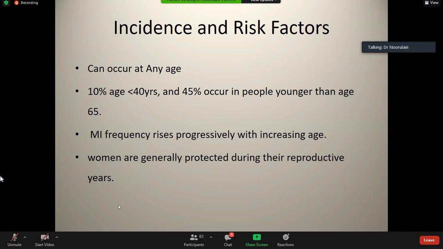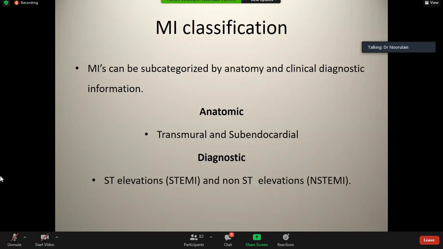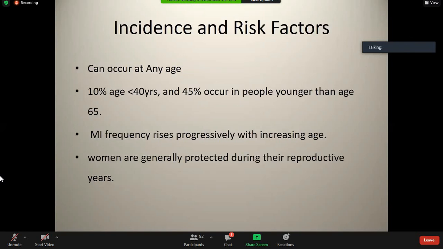What is the incidence and the risk factor? It can occur at any age. There is a 10% chance in people less than 40 years of age, and 45% occur in people younger than age 65. And the rate of myocardial infarction increases with age. And women are generally protected during their reproductive age.